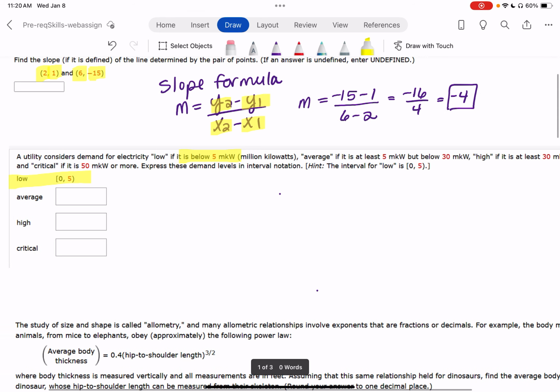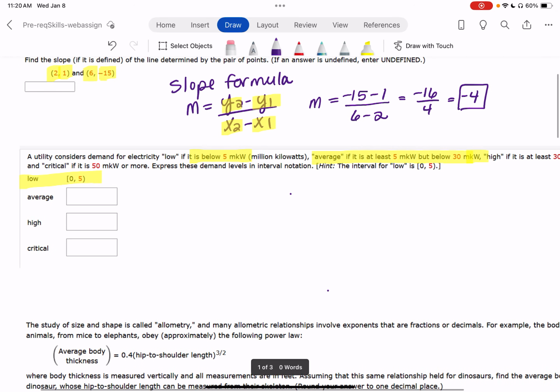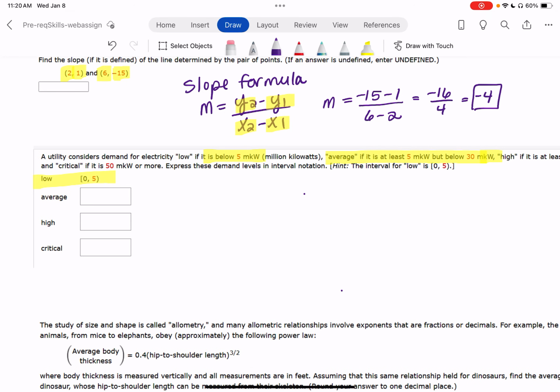And then it says it's average if it's at least 5 million kilowatts, but below 30 million kilowatts. And then we would need to write that in interval notation. So if it's at least 5, okay, that would be a bracket on the 5 because that includes 5. But then it says below 30. So you would need to use a parenthesis. So this is up to 30, not including 30, right?